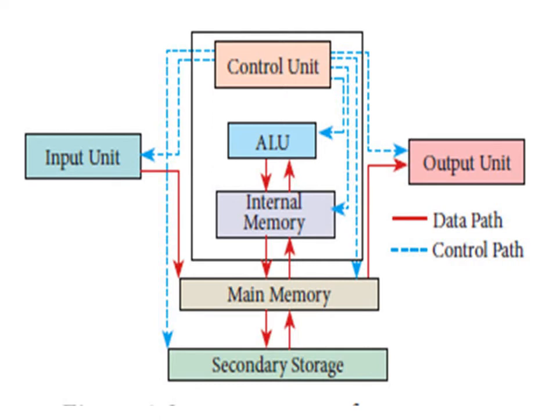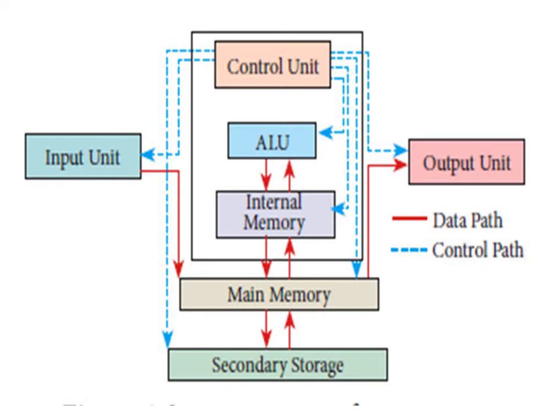The control path is from the control unit. Control is given to the input unit, then to the secondary storage, then to the ALU, to the internal memory, the main memory, as well as the output unit. So the control unit controls all the operations of the computer.